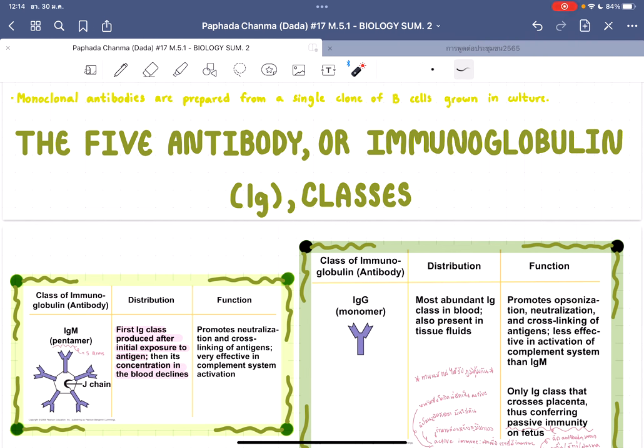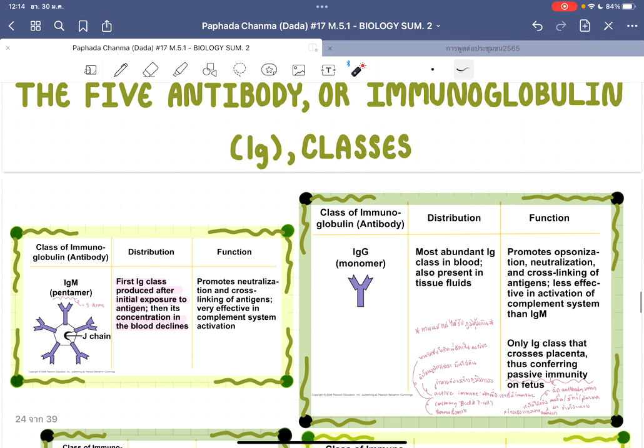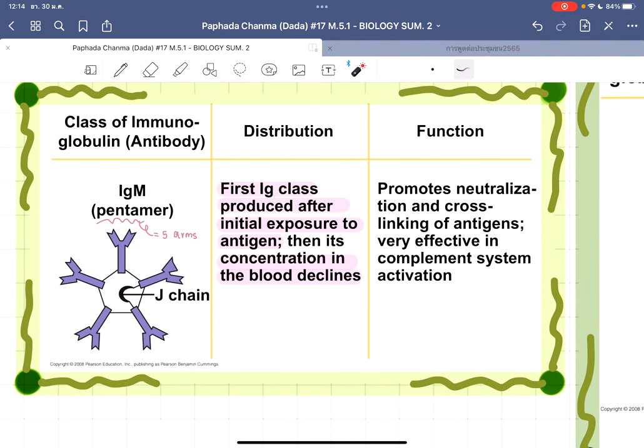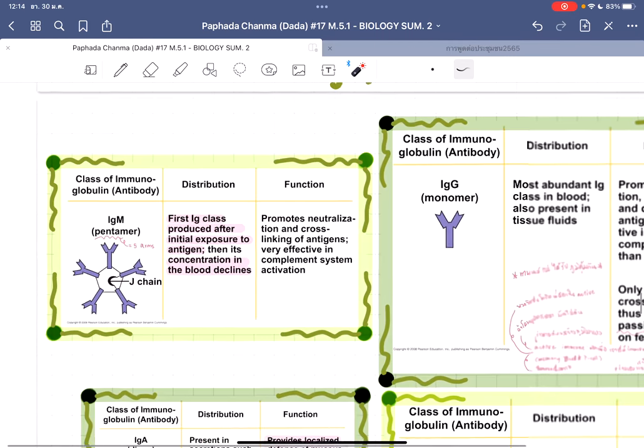So the five antibody, or immunoglobulin, classes are as follows. IgM is a pentamer. It has five arms, so we call it a pentamer. It is the first antibody class produced after initial exposure to antigen. Then its concentration in the blood declines. The function is to promote neutralization and cross-linking of antigens, and it is very effective in complement system activation.